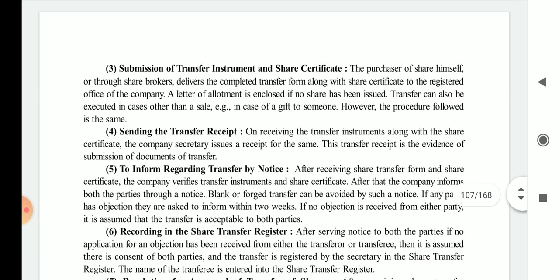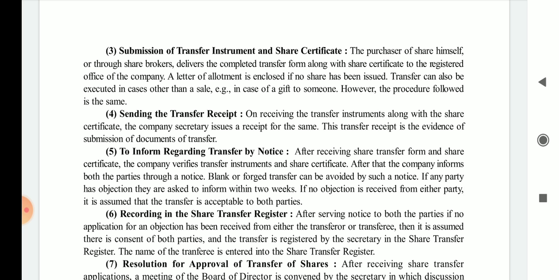Now, next is the submission of the transfer instrument and share certificate. The purchaser of a share, himself or through a share broker, delivers the complete transfer form along with the share certificate to the registered office of the company. After all the necessary details are filled in the form, the person who wants to transfer or the person who wants to purchase can personally deliver it to the company's registered office. Otherwise, he can send the transfer instrument with the help of agents, brokers, etc.